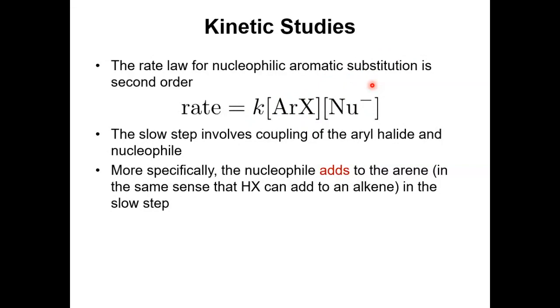So this rate law could suggest that it is an SN2 reaction, because an SN2 reaction can have the same rate law. But the experimental evidence suggests that it's not an SN2 reaction. An SN2 reaction does not have an intermediate. You go directly from the electrophile to the product. And the chemists did find there's an intermediate involved in this nucleophilic aromatic substitution reaction.